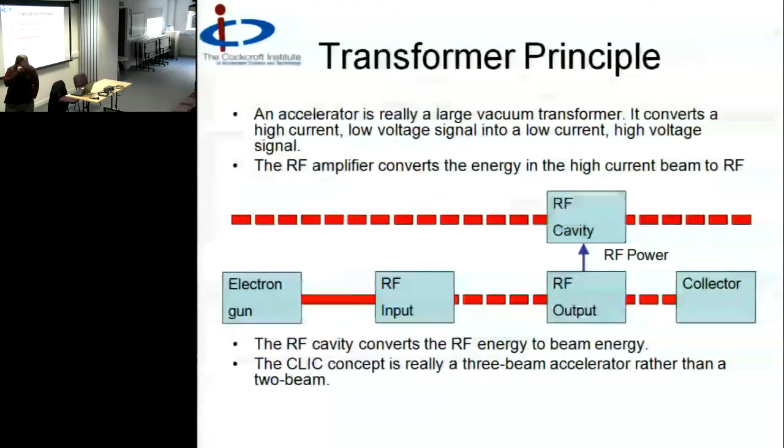Now, in fact, if we look at it in a bit more detail, people talk about CLIC being a two-beam scheme as if it's something novel. In fact, we've always used two-beam schemes in accelerators because your klystron itself is actually a mini particle accelerator in reverse. A klystron operates because you've got an electron gun which generates charged particles. They get bunched by an RF input. You then have a bunched beam, so a DC beam goes into an RF output, it interacts with the beam and it excites a very high power RF wave, which then goes into the cavity, which then accelerates another beam. And then you have a collector, which is like a beam dump.